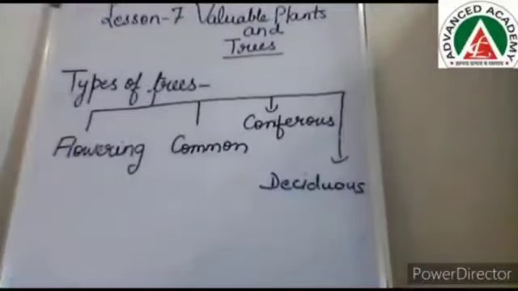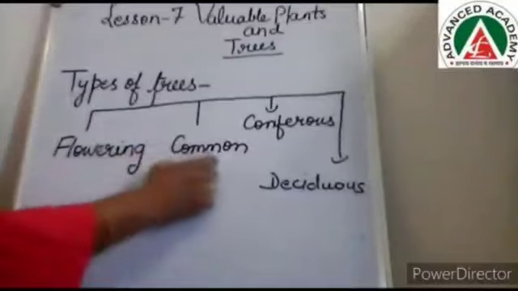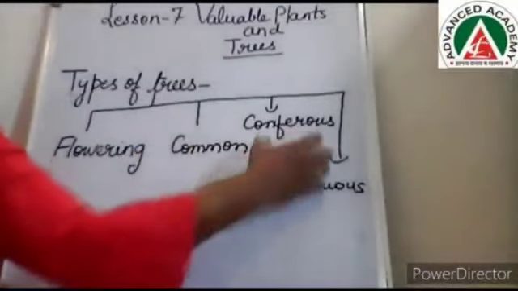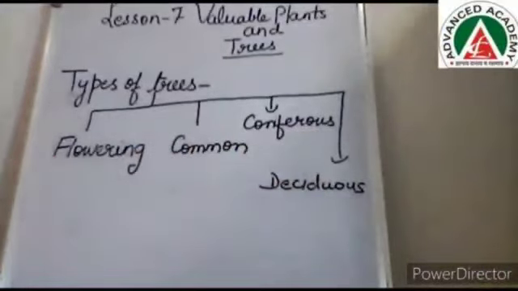Now children, let us understand about different types of trees. Here are flowering trees, common trees, coniferous trees and deciduous trees. Let's understand about flowering trees. It means that the trees which always have flowers are called flowering trees.